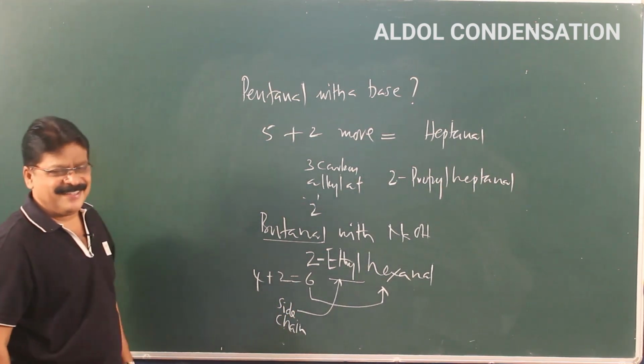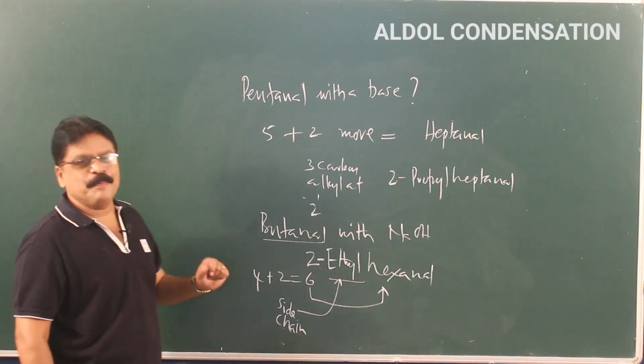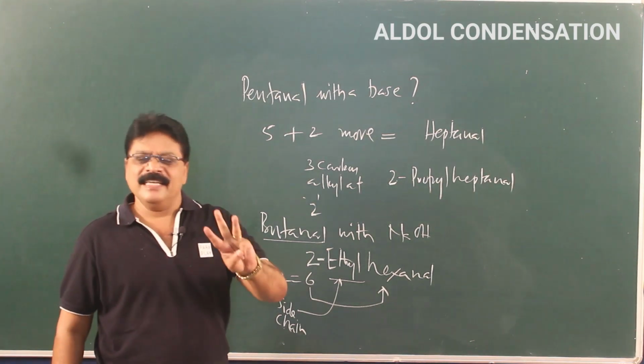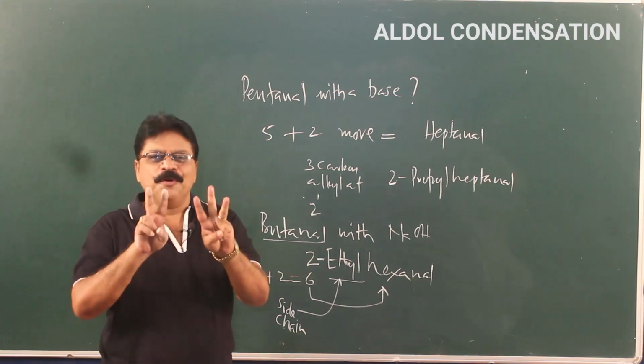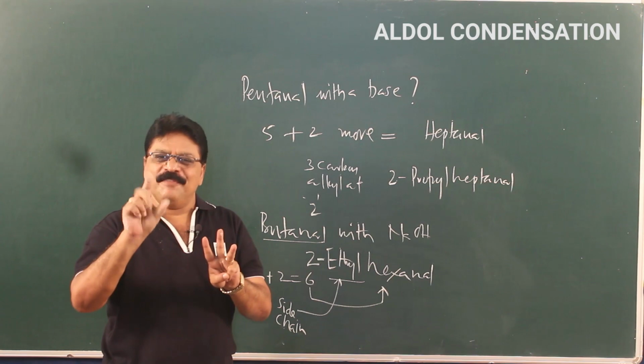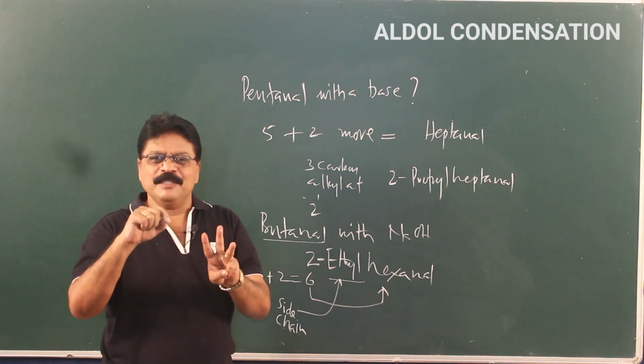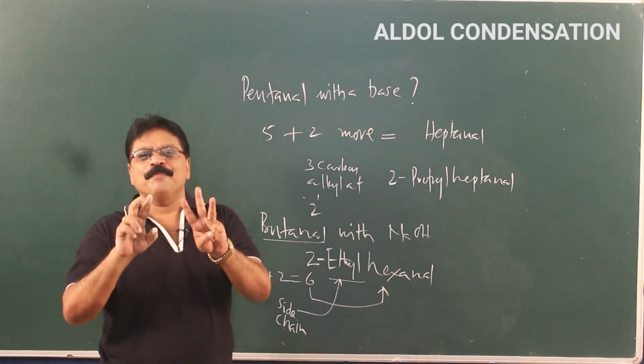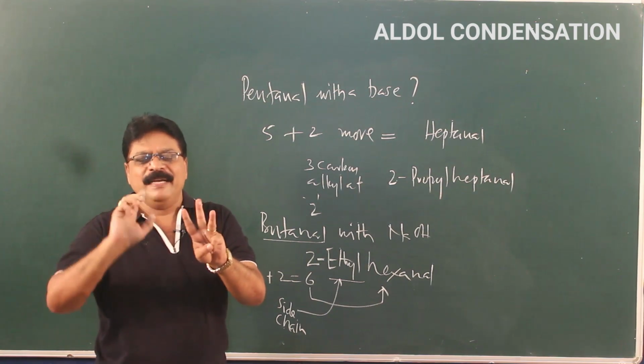Very easy. Suppose they ask propanal. Propanal has 3 carbons. You have to add 2 more. So the main chain will be 5. Of this, how many is left? 1. So it will be a methyl at which position? 2. So what will be the product of propanal? It will be 2-methyl pentanal.